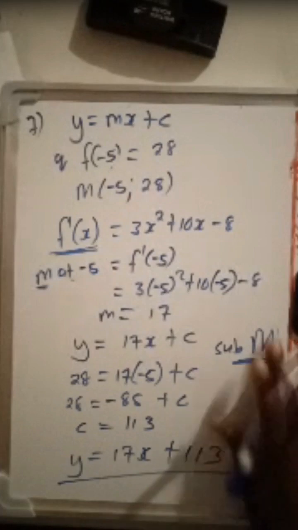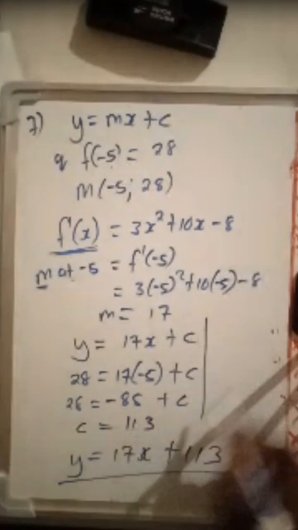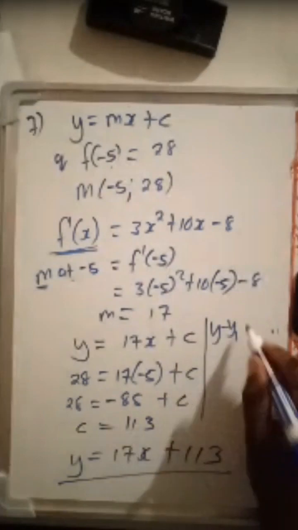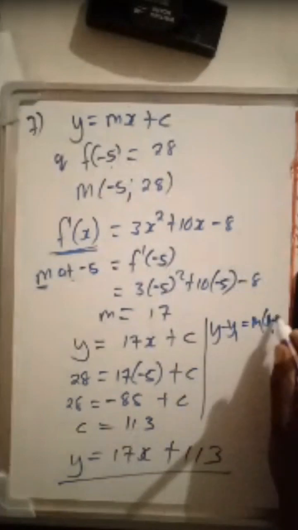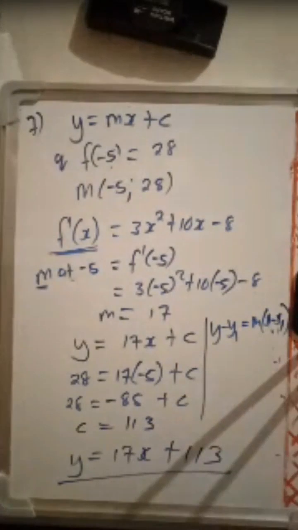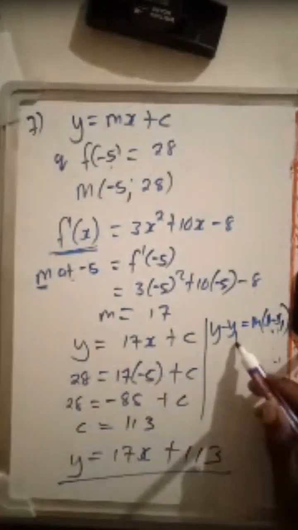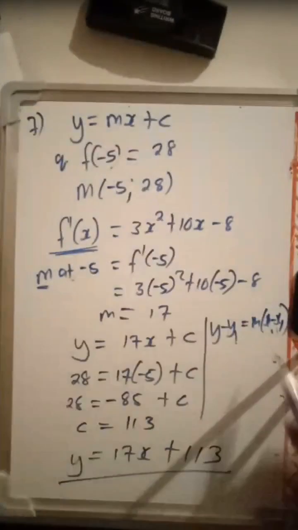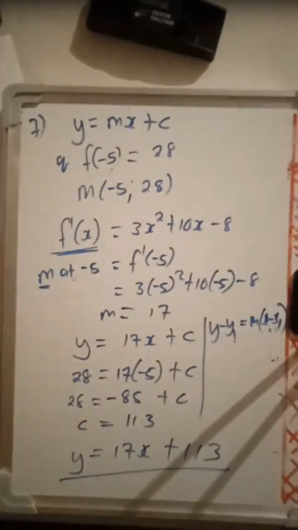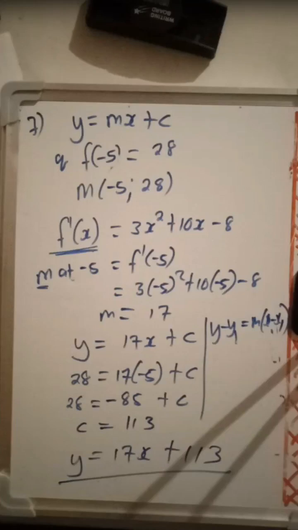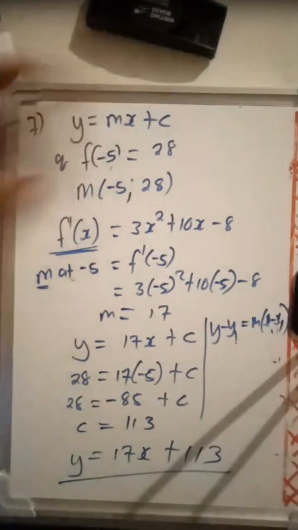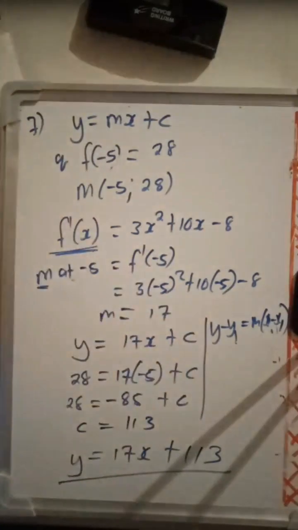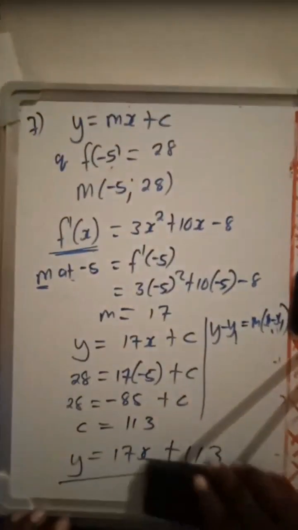Don't be vexed. Some use y minus y1 is equals to m in bracket x minus x1. It's still the same. It gives you the same. You substitute y1 is 28, x1 is -5. Then you're good to go. So that is the equation of the tangent. In order to get the equation of the tangent, we need m first. Then we do everything else afterwards. Okay? So it goes back to calculus.